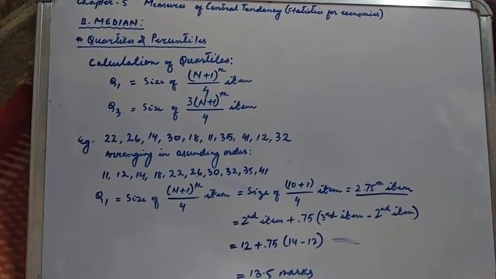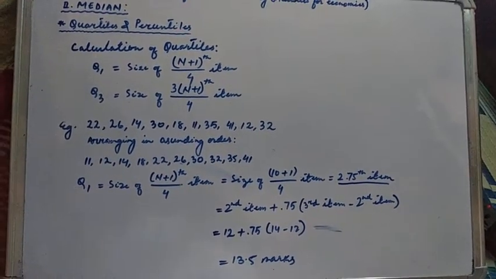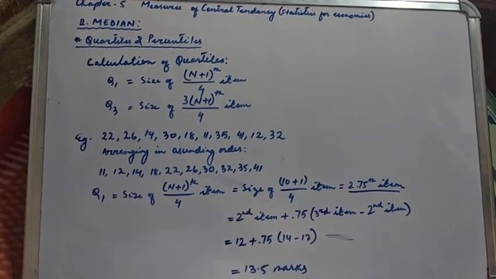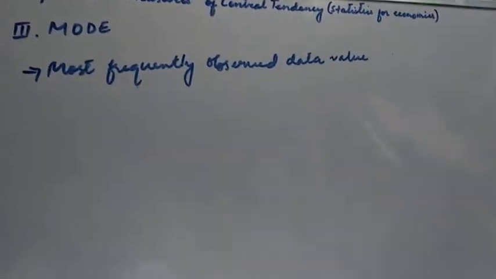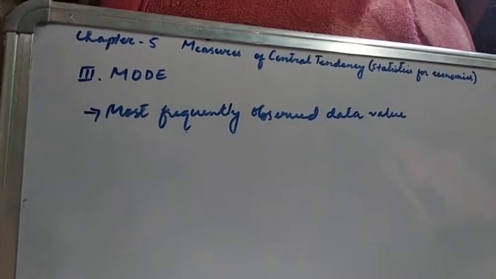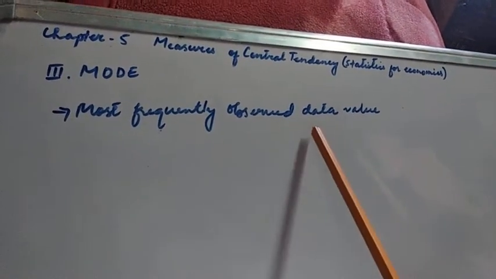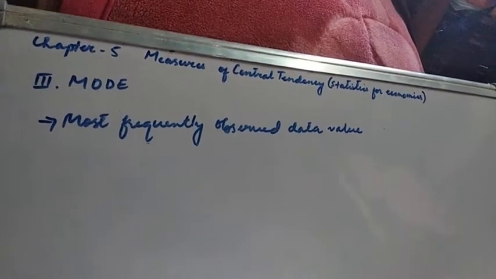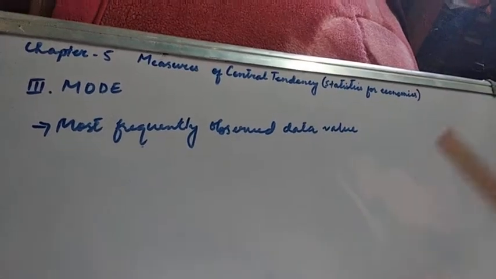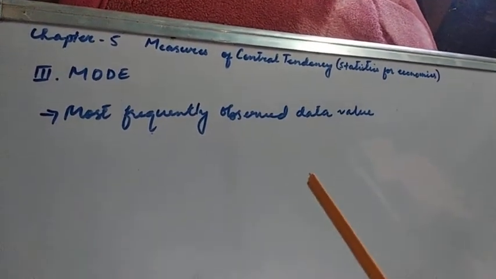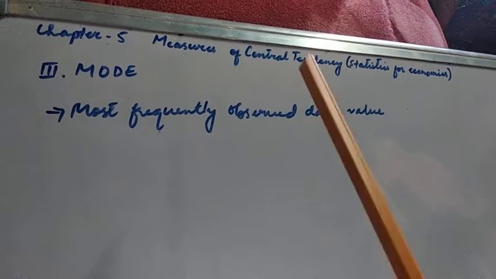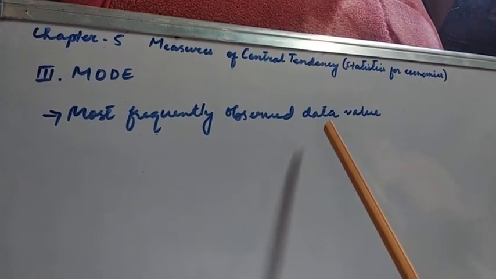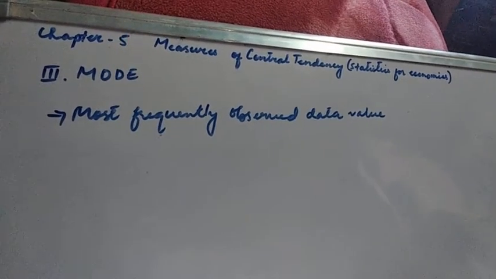After that, lastly, we have mode when it comes to measures of central tendency. Mode is nothing but the most frequently observed data value. What is the value which occurs the most, again and again, which has the highest number of observations? That is the mode.